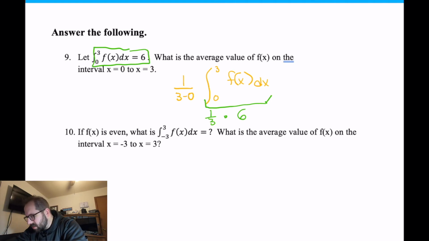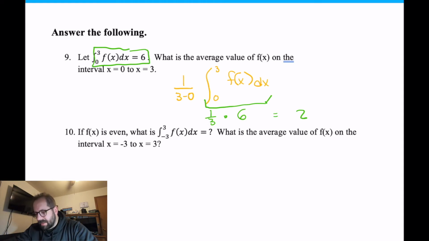And so this ends up being just a 2, 6 divided by 3. And that's your answer. That's the average of each of the columns for the area. That's the average of the area underneath that curve. The average is a 2 between each of the rectangles, if you add them, kind of like what we did in number 3 and 4 up above.